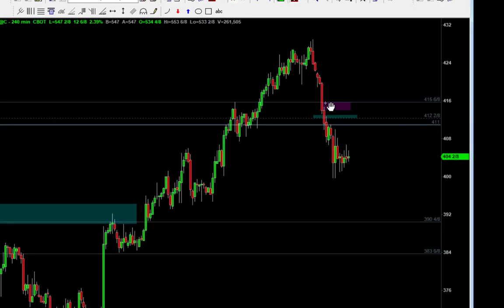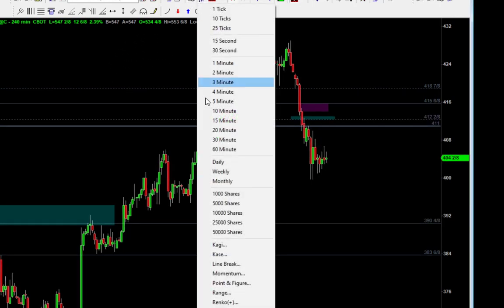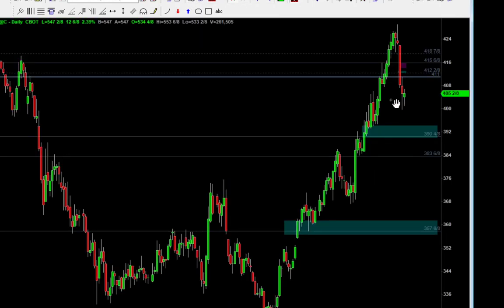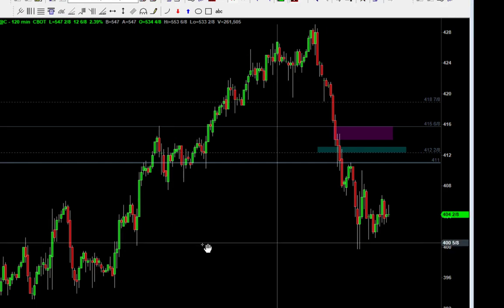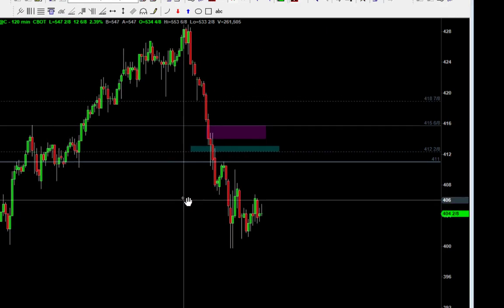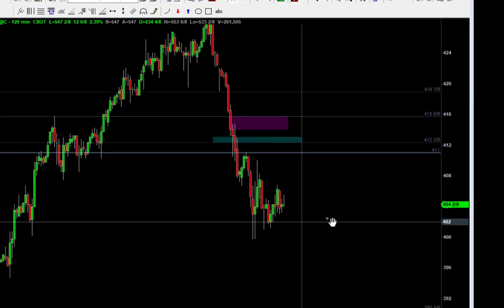The 240 minute, I cannot see that. The 240 minute, the next zone is up here. The daily, the next zone is where? Yeah, the next zone is up there with the 240 minute. The 120 minute, the next zone is up there. Good. There is a problem here, just like we said.